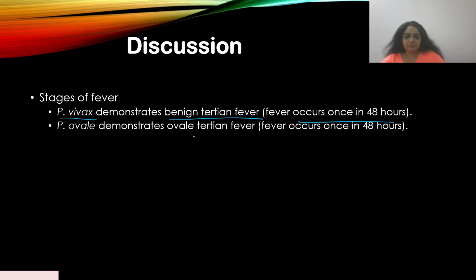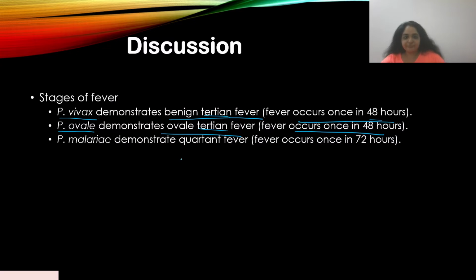P. ovale demonstrates ovale tertian fever. Again, the fever occurs in 48 hours. So where you see the word tertian, it means the fever occurs in 48 hours. All right. P. malariae demonstrates quartan fever. The fever occurs once in 72 hours.